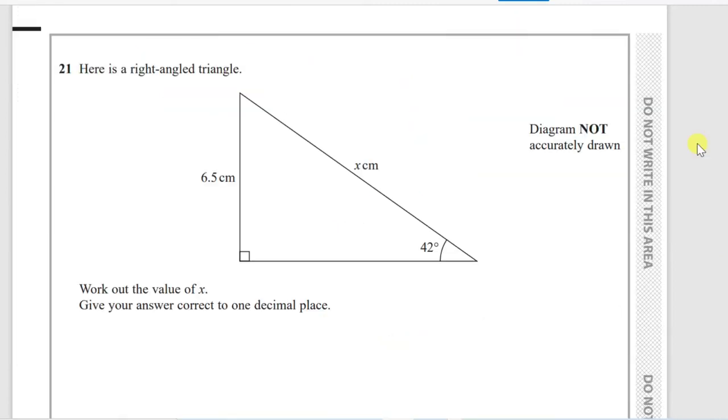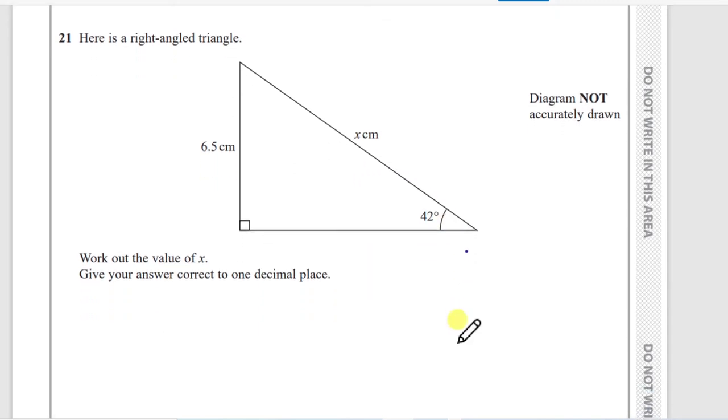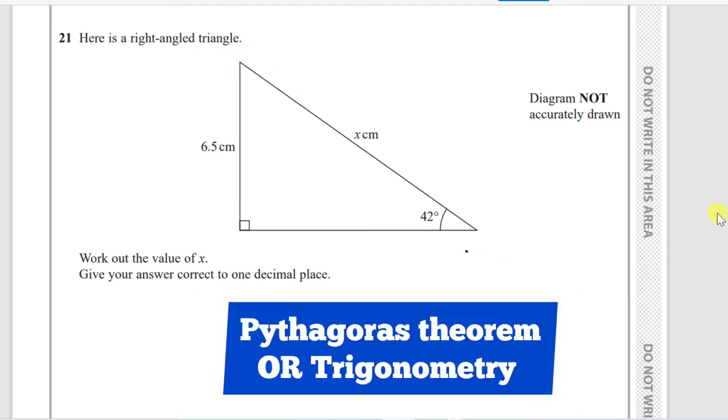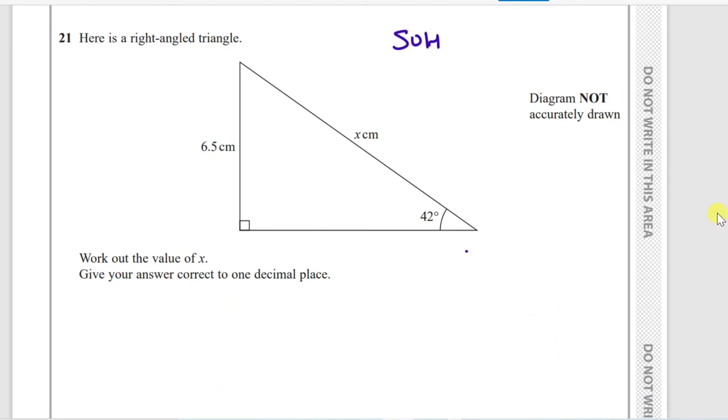Nice. Here is a right angle triangle. You've got 6.5 on that side, x on this side, and 42 there. Work out the value of x. Now, every time you want to work out something related to right angle triangles, you're either going to use Pythagoras or trigonometry. Trigonometry is that SOHCAHTOA thing. SOHCAHTOA is like this. I recommend you guys memorize this. This is very important.